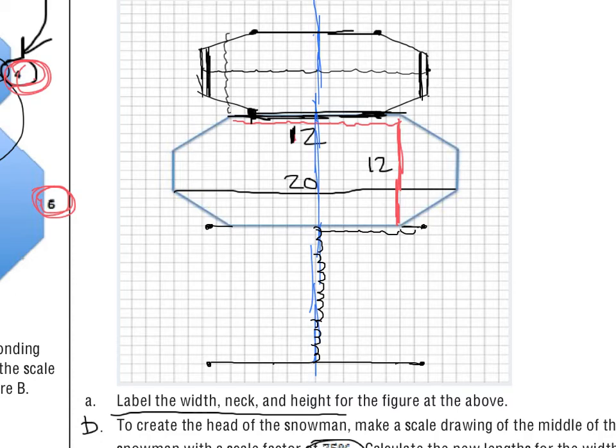And looking at our width, it is now supposed to be 25. So that's going to be 12.5 on each side of my center line. 1, 2, 3, 4, 5, 6, 7, 8, 9, 10, 11, 12.5.